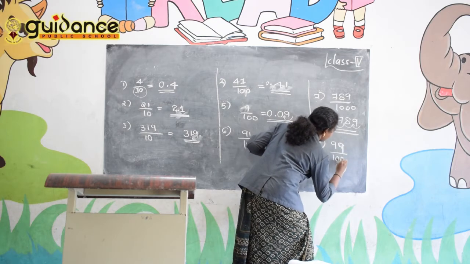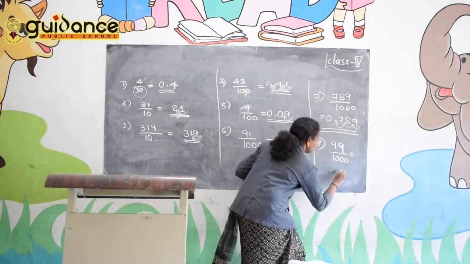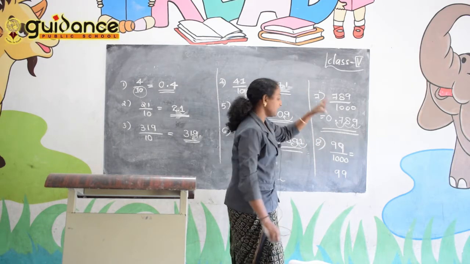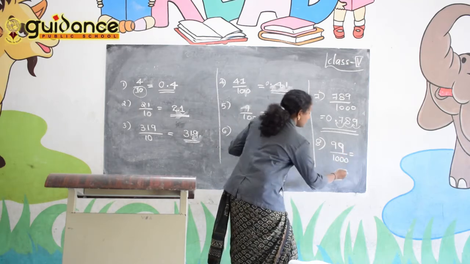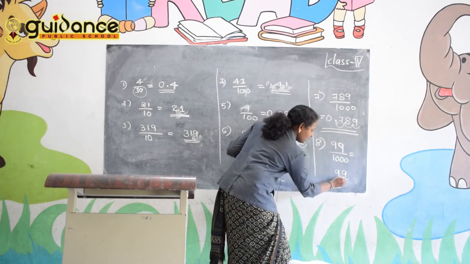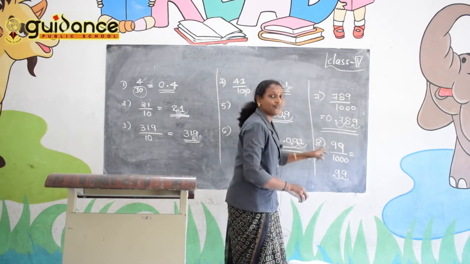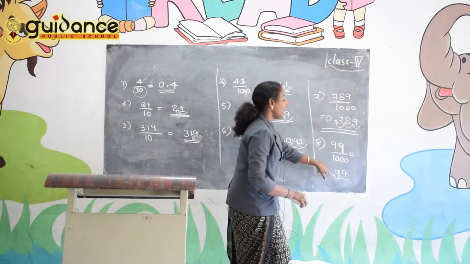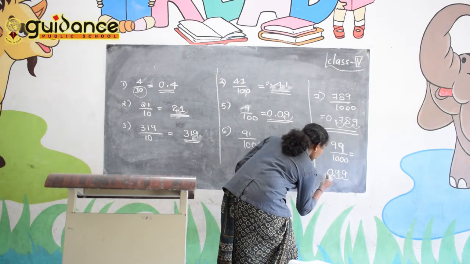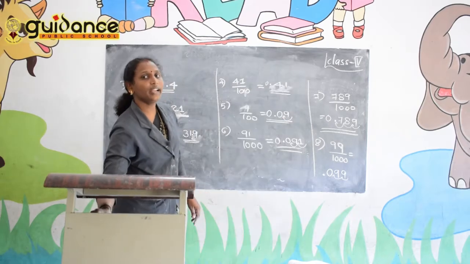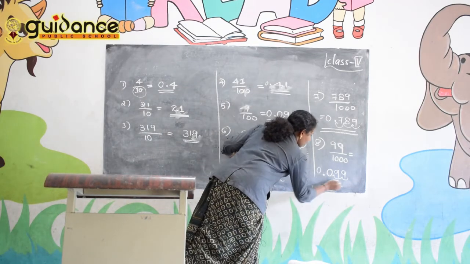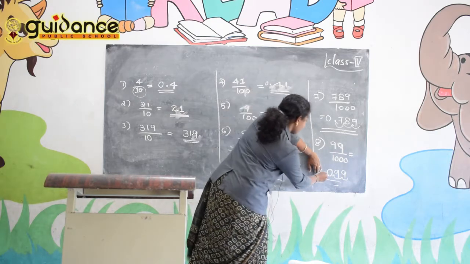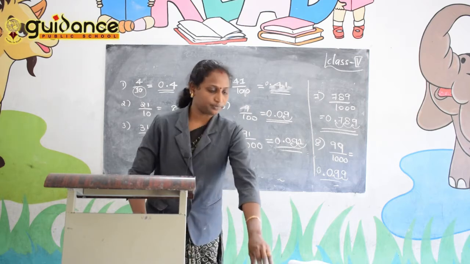Then question number 8. 99 divided by 1000. First we have to write the numerator. The denominator has three zeros, so we move three places: 1 is here and 2 is here. We move three places, so one place is less. At that time we will put the 0 before the dot. This 0 is not compulsory, this is enough. Okay, so this is the representation.